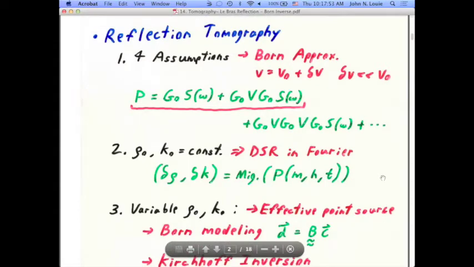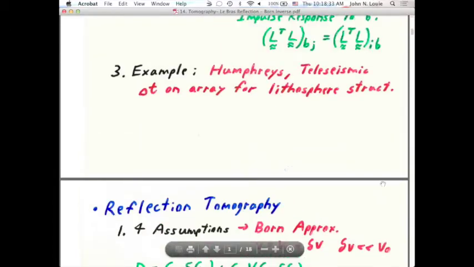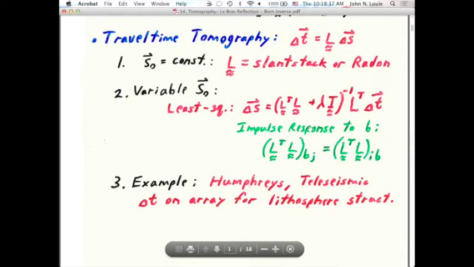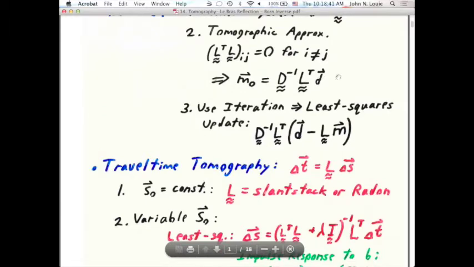Gotcha. Okay. So what we're doing here is we're launching into a discussion of what I could call reflection tomography. And how am I defining migration as tomography? What's going to come out is simple, but it's also kind of non-obvious, at least the first time I saw it. I've already defined tomography as using the diagonal only of L transpose L for simple earthquake travel time tomography.